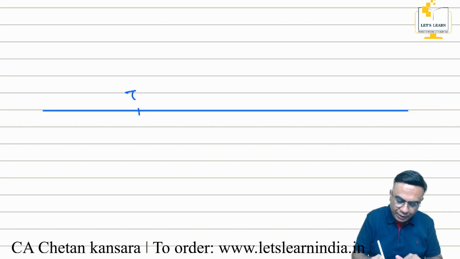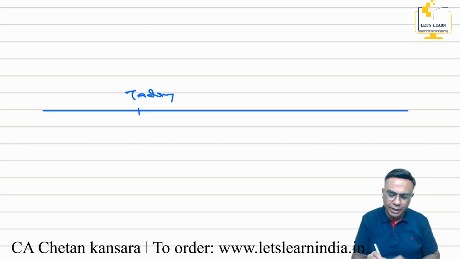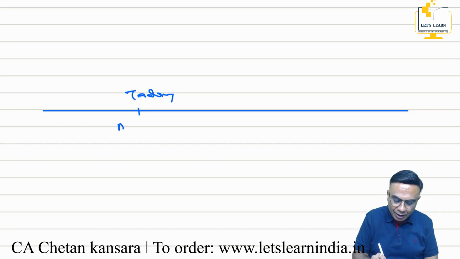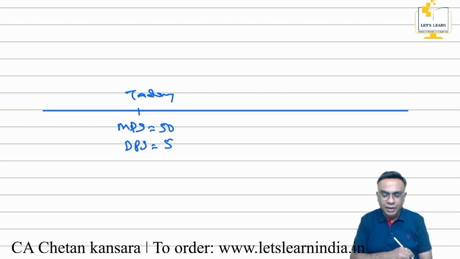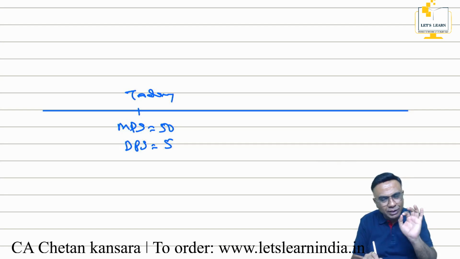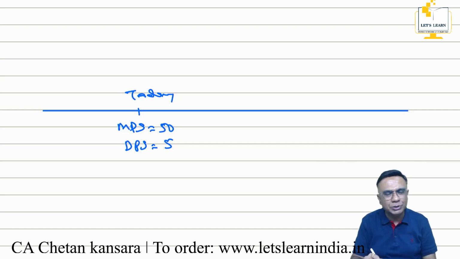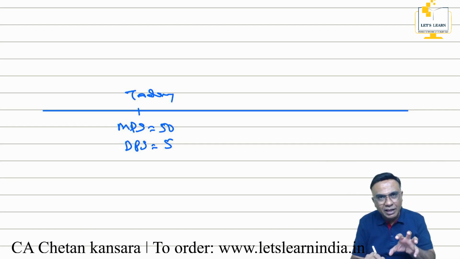Say for example today the market price of this share is say $50, and this company is expected to pay a dividend of say $5. Today the dividend has been declared. As soon as the dividend is declared, the share price is expected to go up. Why? Because everyone will expect to earn this dividend.